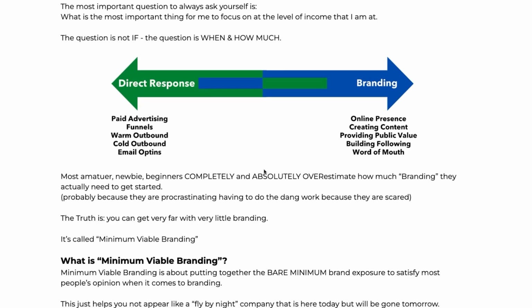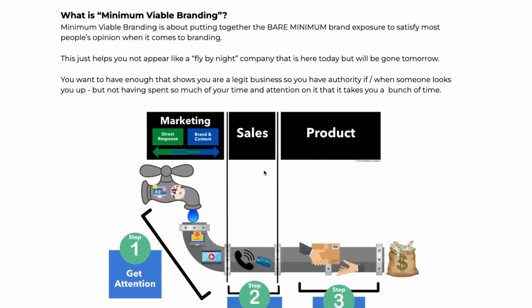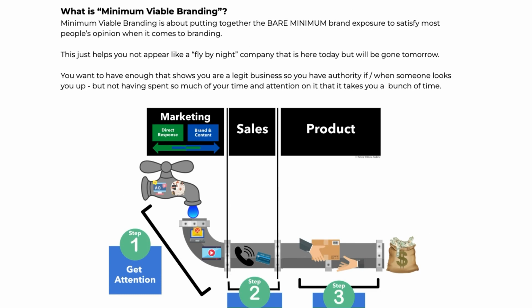In minimum viable branding, what you want is the bare minimum amount of exposure that is necessary to satisfy most people's opinion when it comes to branding. What does that mean? It means you do not want to be a fly-by-night company, because especially in today's world, as soon as people hear about you, they're going to Google your name. They're going to look for reviews before they purchase. And if you don't have anything on the internet at all... we're going to talk about that, minimum viable branding. It's very easy to get a social media presence if you follow the steps that we walk you through, so that you have a little more trust and a little more credibility.